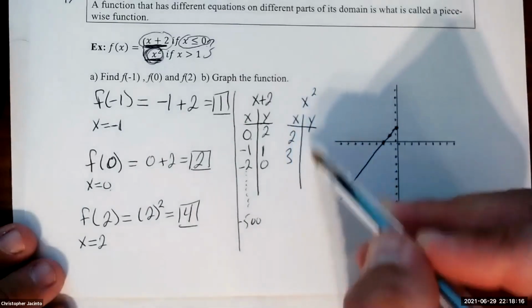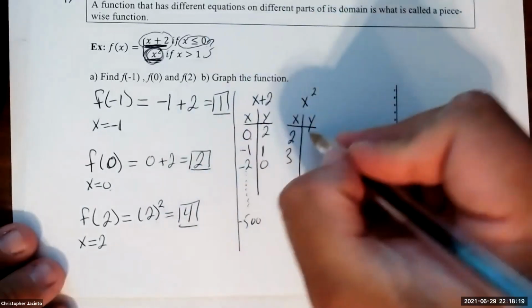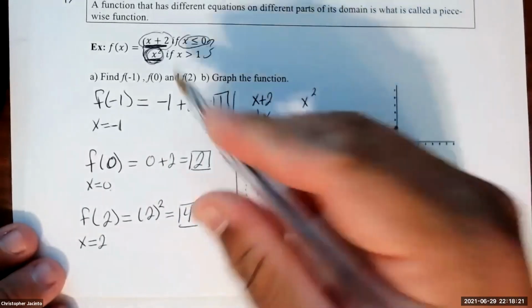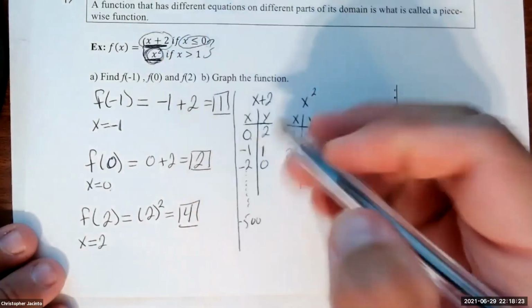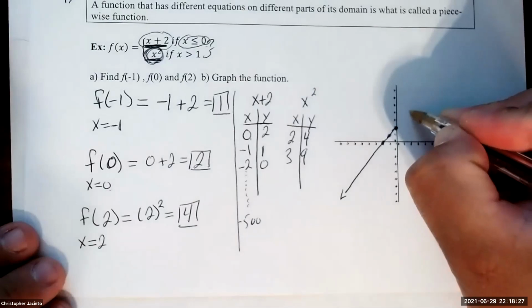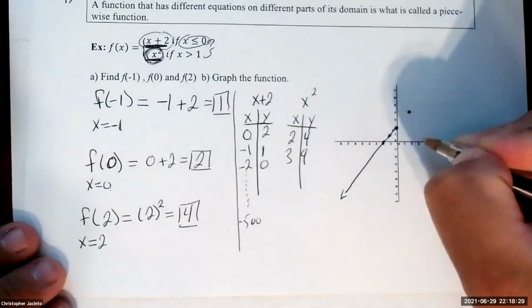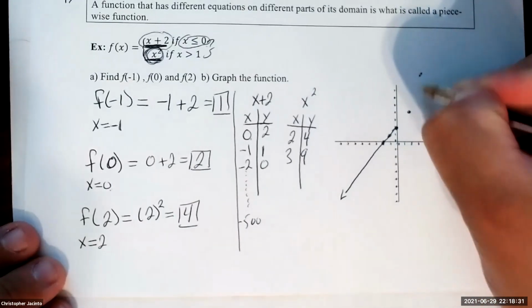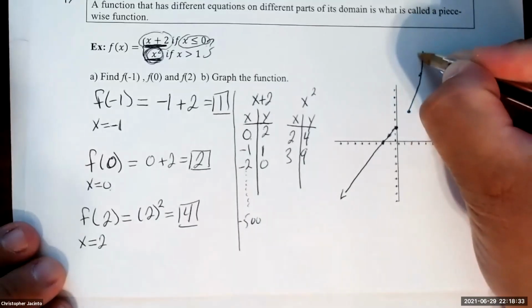And now we do the same thing on the other side. So we did this one earlier. That's 4. Plug in 3. So 3 squared gives you 9. So if I go to 2, 4, and then 3, 9-ish. So this is going up that way.